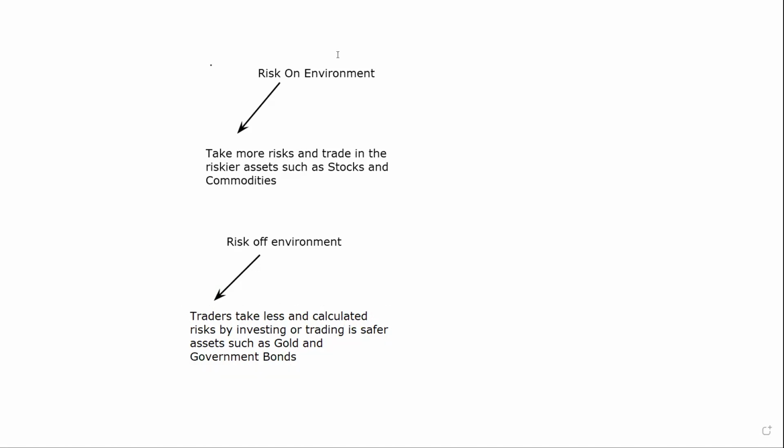All right. So this risk on environment is when the volatility is high. Sorry, when the volatility is low. So when the volatility is low, the traders take more risk and trade in risky assets such as stocks and commodities. And risk off environment occurs when the volatility in the market is high. Let me give you an example. Like in the normal days, when the volatility is low, then the trader employs risk on environment.